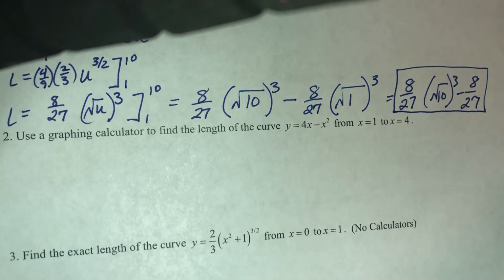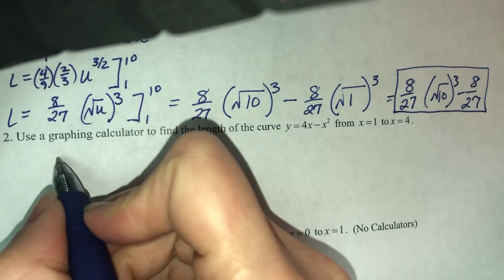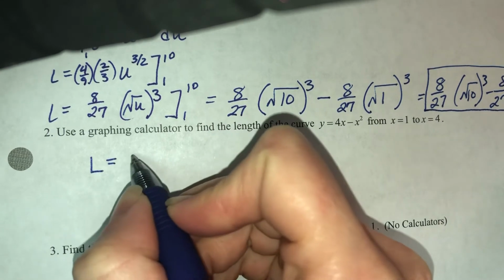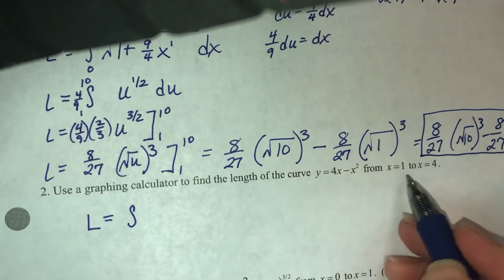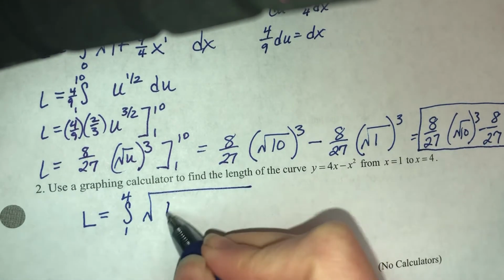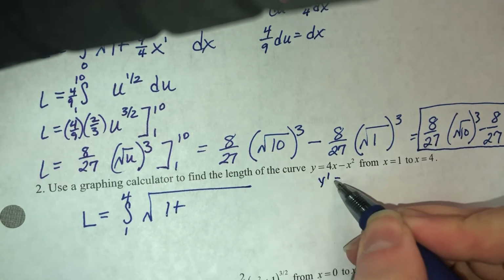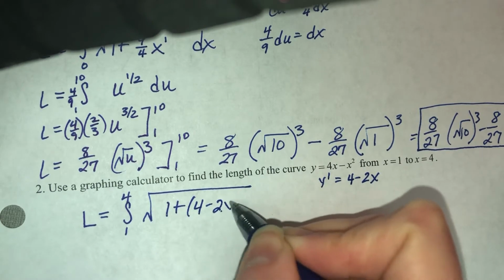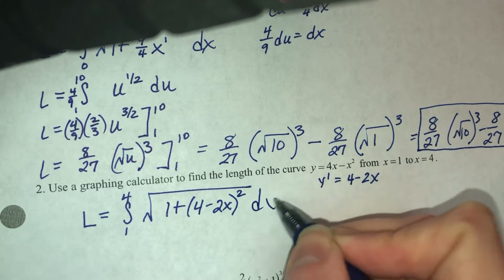Now, number 2 says use a graphing calculator to find the length of the curve. Y equals 4x minus x to the 1/2 from x equals 1 to x equals 4. So this time we're just going to set it up and put it in the calculator. So the integral from 1 to 4, they have to give you somewhere to start and somewhere to end, of the square root of 1 plus, we need the derivative, y prime is 4 minus 2x. So we're going to have 4 minus 2x quantity squared dx.